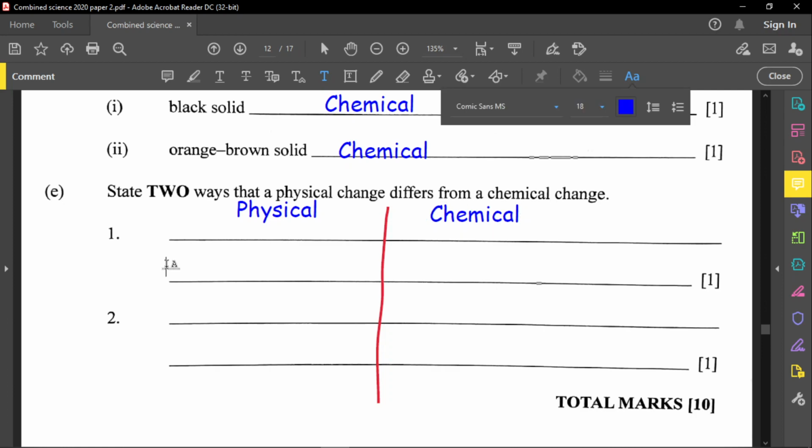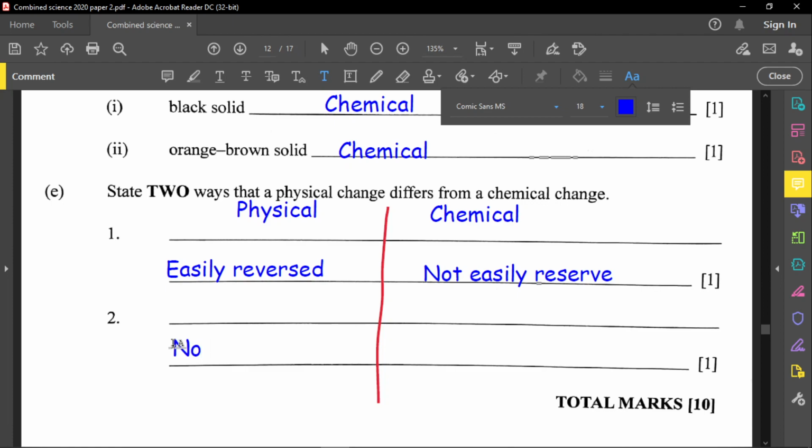One major difference here is that a physical change is easily reversible, easily reversed. And this one now, the chemical change, is not easily reversed. That means you cannot go back to where you came from that easily. But in a physical change, you can separate the stuff that you actually mixed together or put together. Or if you move from solid to liquid, you can go back again to that solid.